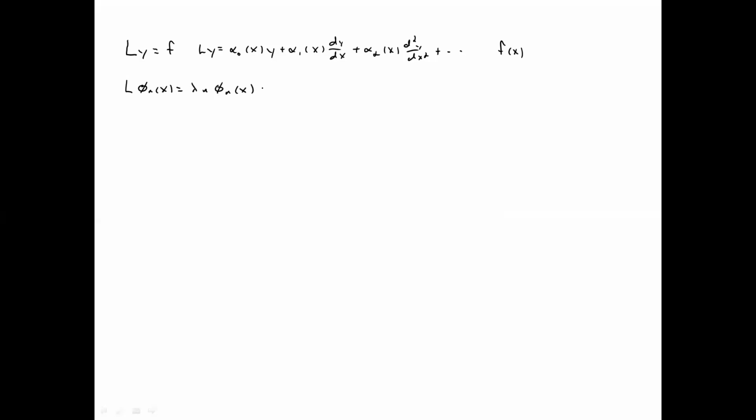But if the set of eigenfunctions is complete, which we're going to assume in this context, then that means that we can expand both the unknown function y of x, which we're trying to solve for, in terms of the eigenfunctions. So we might have the sum from n equals 1 to infinity of alpha n phi n of x. And we can also expand the given function in the differential equation, f of x, in terms of these as well.